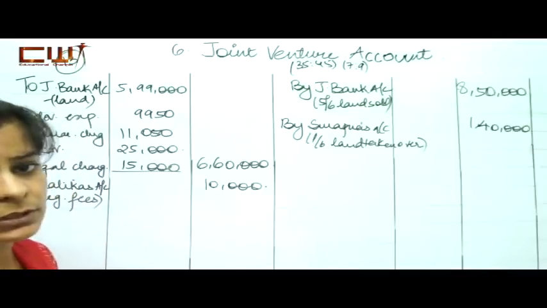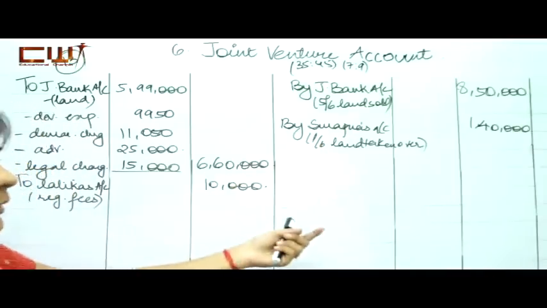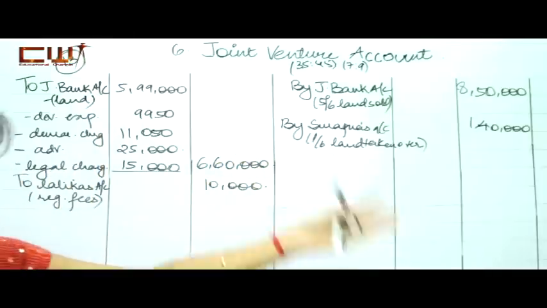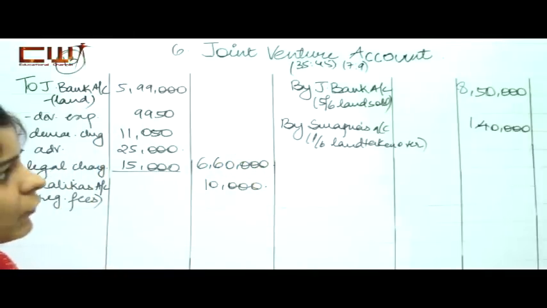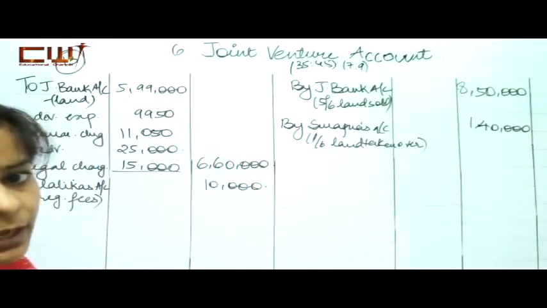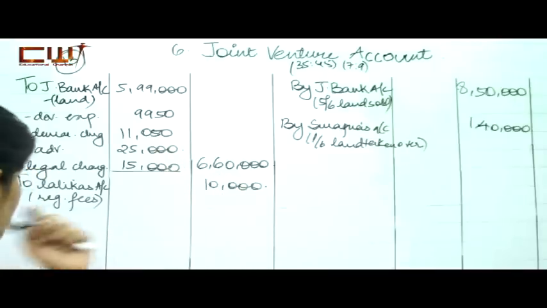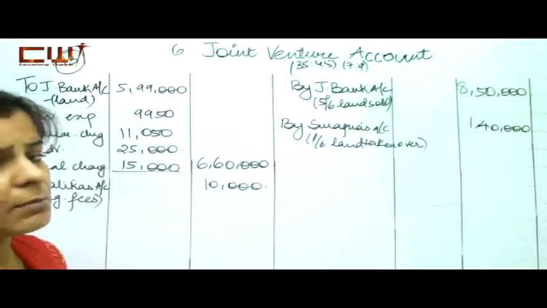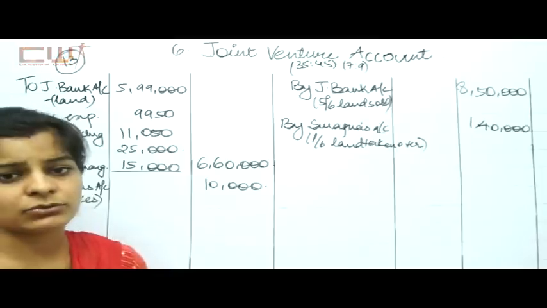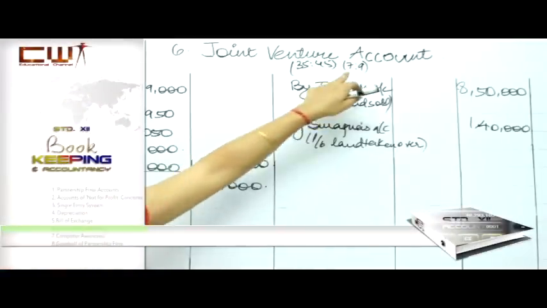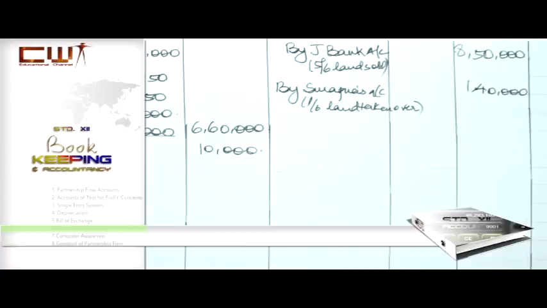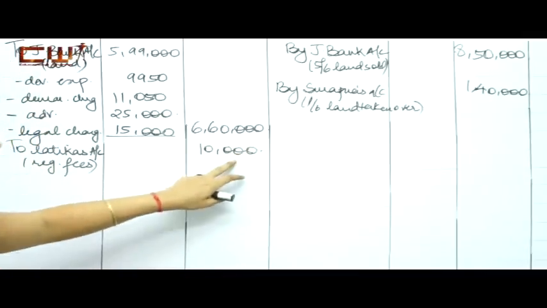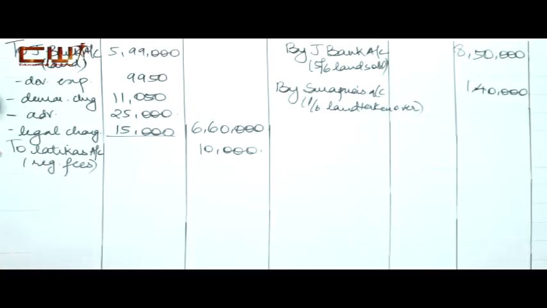Latika is paying 10,000. Next, there's no other entry, so you will find out the profit or loss. So 8,50,000 plus 1,40,000 will give you 9,90,000, right? And calculate this side, 660 plus 10. You will have the remaining, that is 670 subtracted from 9,90,000, that will give you 3,20,000. You have to divide in the ratio of 7:9.